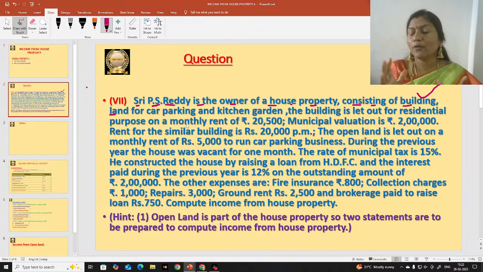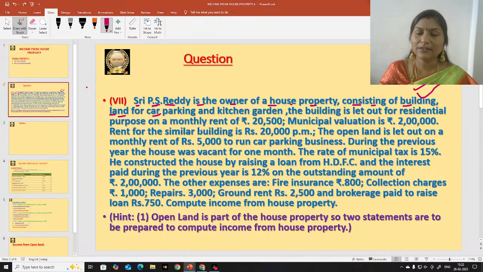We are going to see what the information is and how to calculate it. Let us see. Here the building is there, and open land is there. Some land is given for car parking. He is giving that land for car parking, and there is also a kitchen garden, some open area with a few facilities. And one building is there.